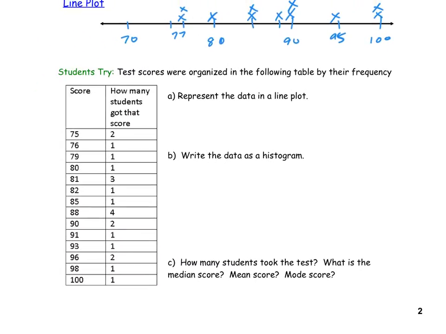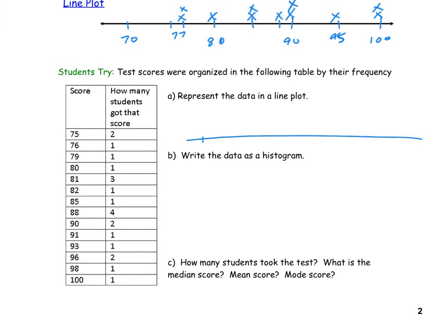So let's look at a problem that involves this and some of the questions that you might be asked about it. Test scores were organized in the following table by their frequency. It says score 75, 76, and you can see how many times, and this represents how many times that score was obtained. Represent the data in a line plot. Taking this data, I'm going to do what we just did, where I'm going to graph a line.